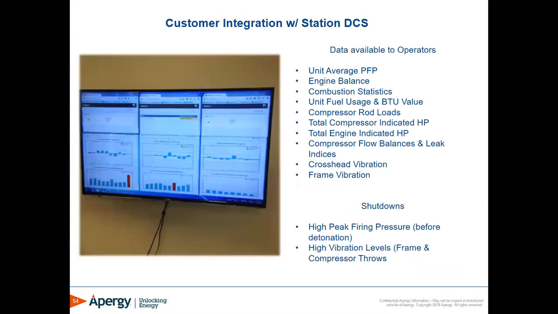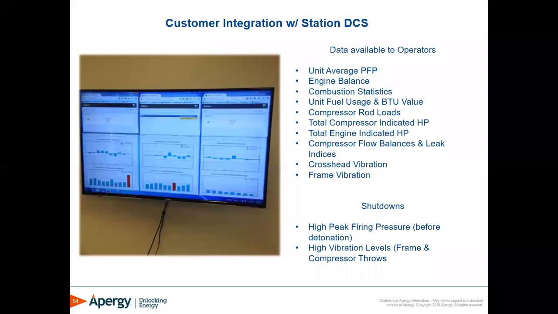A couple cool things the customer did with the system as far as integrating it with their DCS. They installed this huge TV or HMI, and you can see they've got all three machines there, 11, 12, and 13 auto balance pages brought up. You can actually see all three are pretty nicely balanced within plus or minus 5% of the engine average peak firing pressure. The operators now have a lot more data that's available to them.